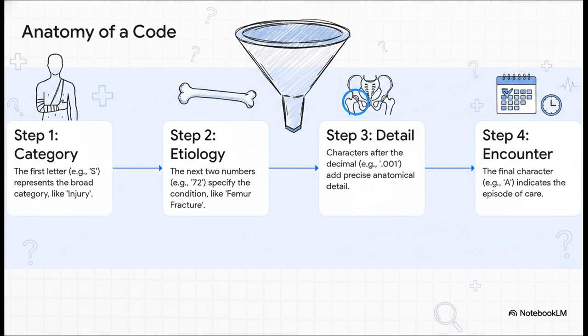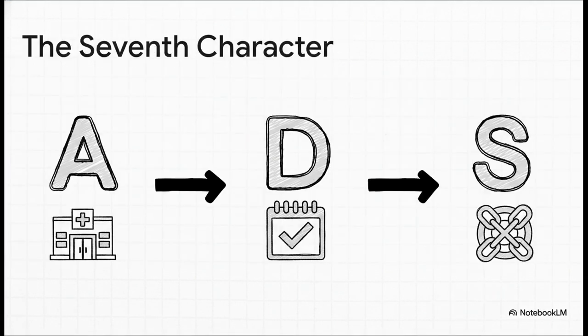Then the characters after the decimal, 001, get super specific, telling us it's the neck of the right femur. And that final letter, well, that's about the visit itself. It's like a funnel, getting more and more precise. But really, it's that 7th character that's the secret sauce here. This is what turns a diagnosis from a single snapshot into a story that follows you over time.